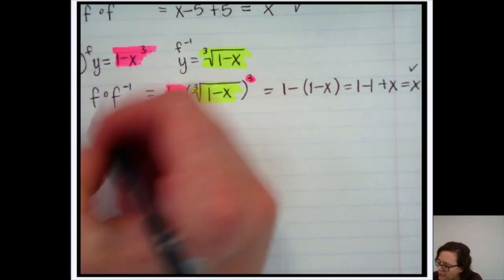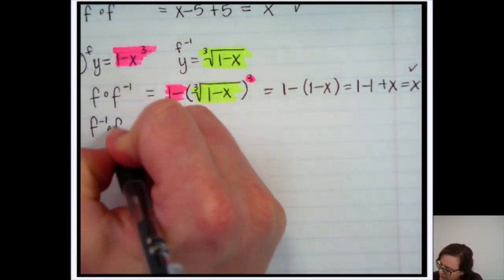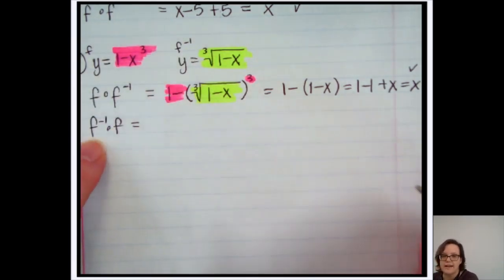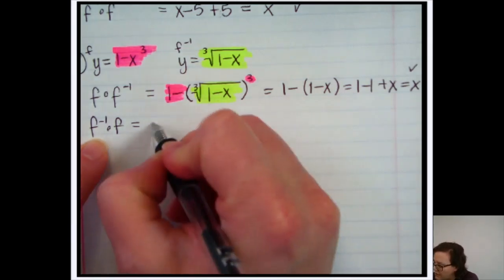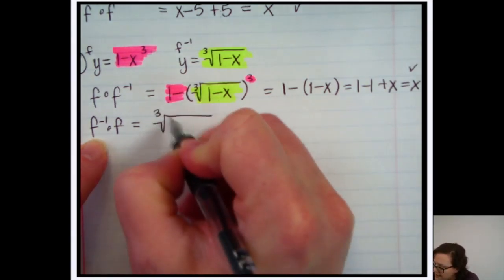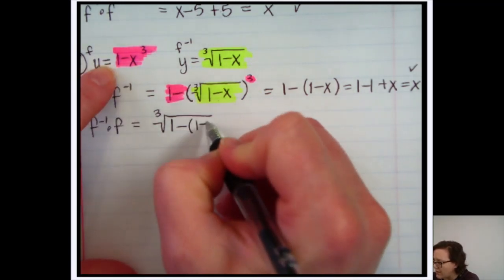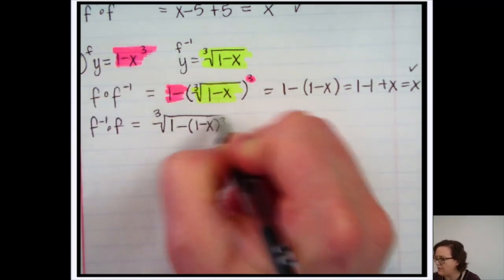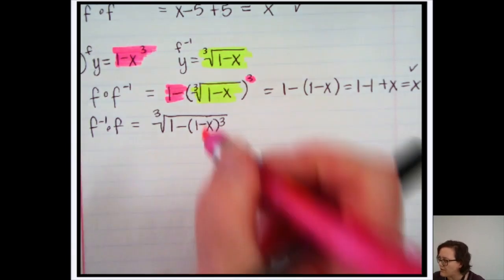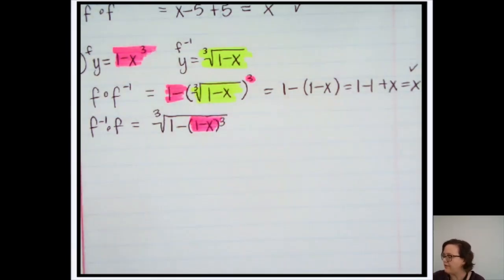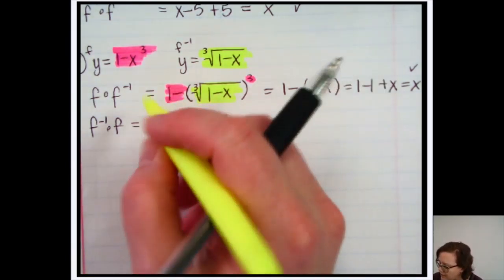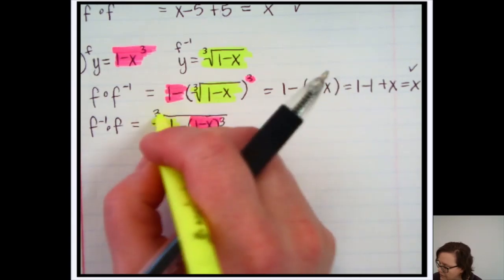Okay, let's go the other way. Okay, so this one says we start writing down the inverse. Okay, and then when we see x, we have to plug in f. Okay, so just 1 minus x cubed. So we started with our inverse, and when we saw the x, we plugged in our original function.